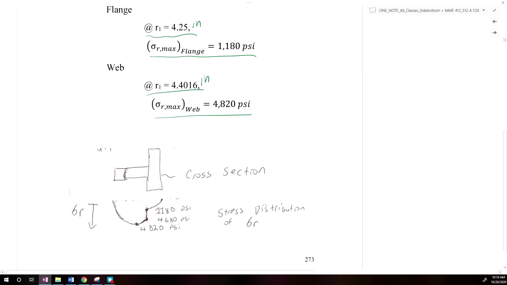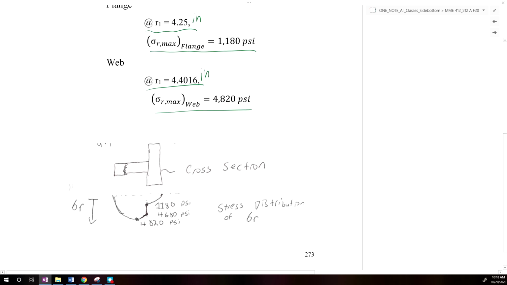You can also plot these two functions as a function of R1. If the x-axis here is R1, you can see that the stress slowly increases within the flange. Then when it gets to the cross section of the web, where we have that large decrease in cross-sectional area, we have a large increase in the stress, and our maximum stress occurs at 4.416.